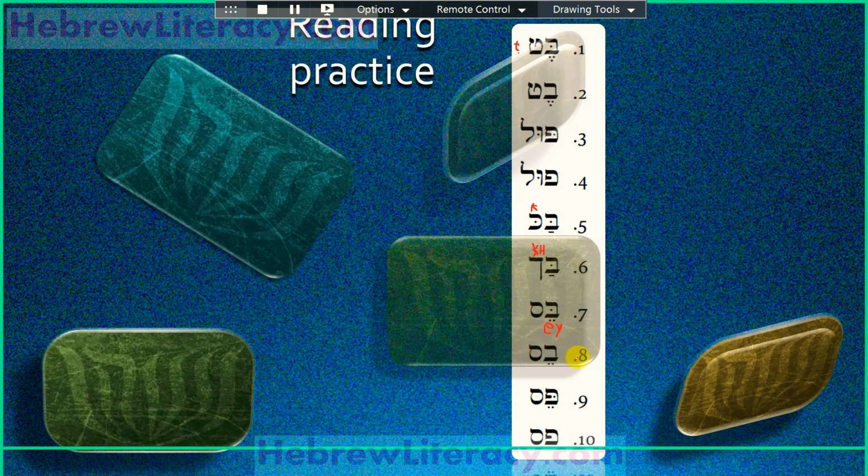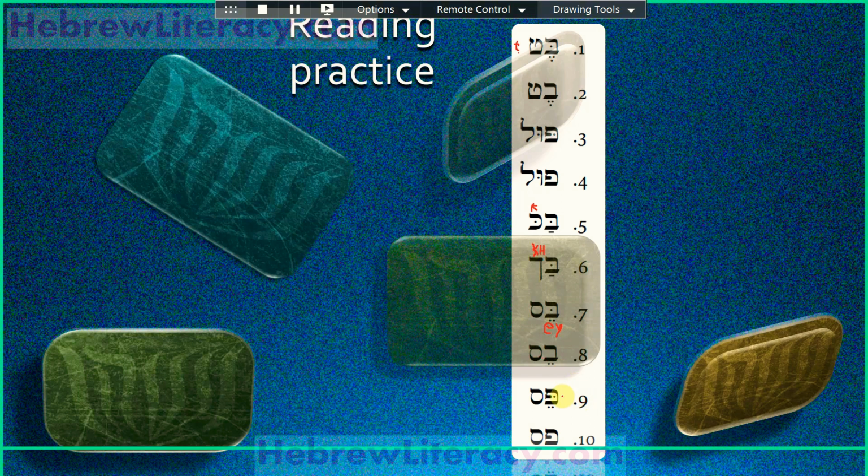Right. Number 8, same thing, but look, we have another Begad Kefat letter. Bet. When bet has a dot in the middle, it's a B, as in boy. But when it doesn't, it's a V, like voyage. V. Vase. You put your flowers in the vase.